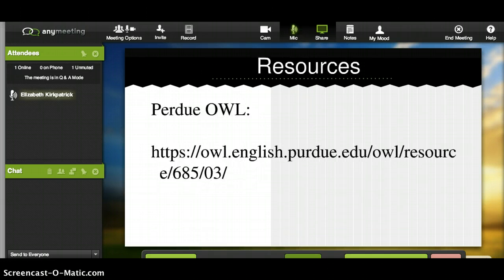If you need more help, we have the Purdue Online Writing Lab. I've talked about this several times before. This is a great resource. If you have any questions about anything and I'm not available, the Purdue OWL is the go-to. Okay. Now, going back, do we have any questions about any of the topics?